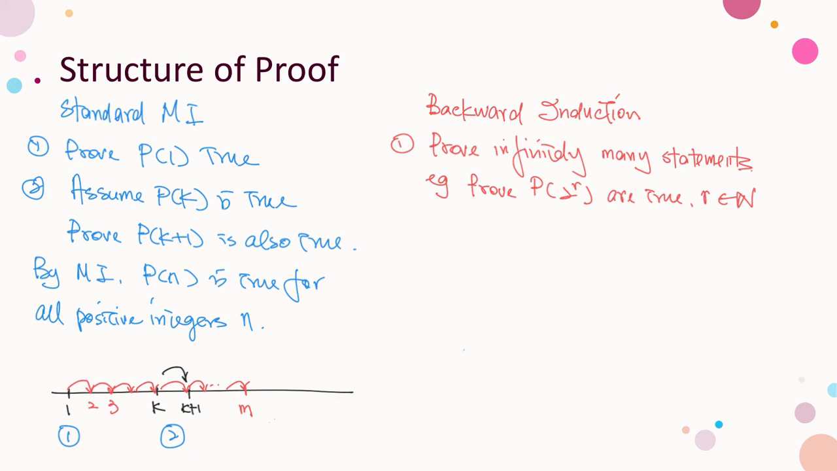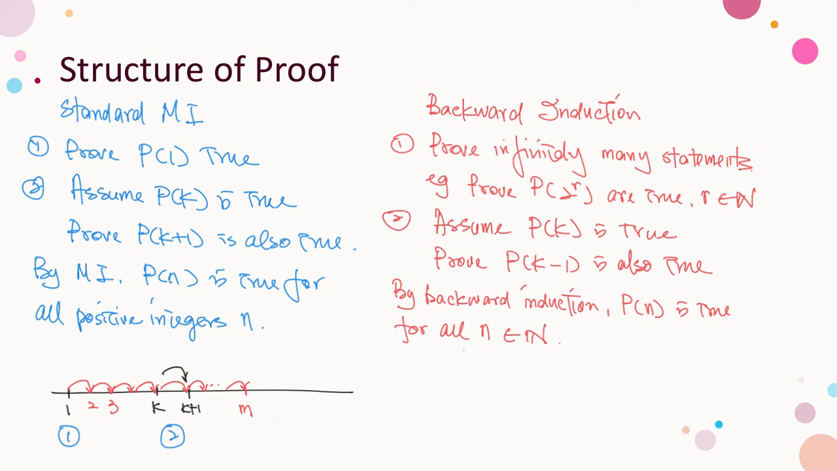The induction step is to induce backwardly. That is, assume the statement is true for n equals k. Then, prove the statement is also true for n equals k minus 1. Then, by the principle of backward induction, the statement is true for all positive integers n.